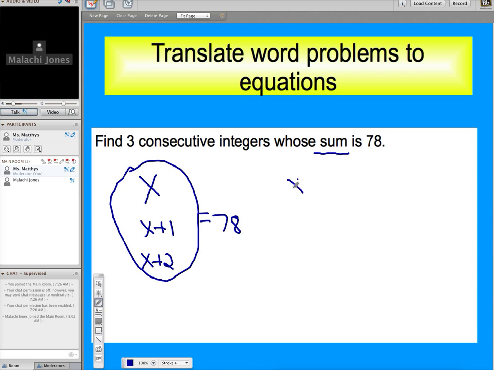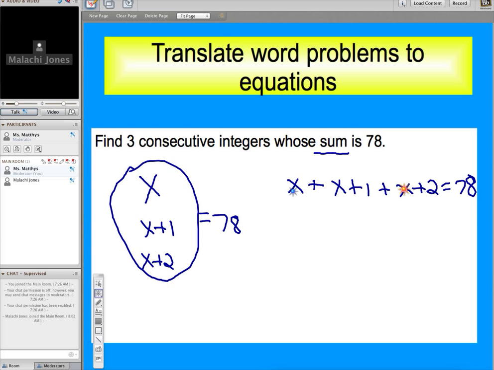All right, so let's just write it over here. x plus x plus 1 plus x plus 2 equals 78. Okay. Can you help me simplify this? What would we do first here? You would x plus 1 plus x plus 2.